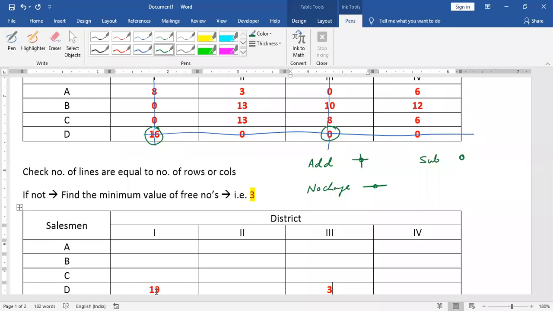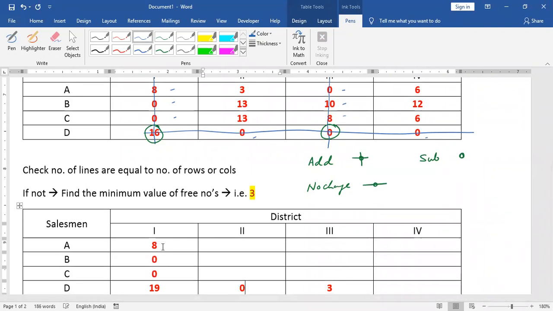There are a few numbers which are covered by a line, and those numbers remain as they are. That is 8, 0, 0. Similarly this is also 0, and in this case 0, 10 and 8, right? Because these numbers are covered by a line, the rest of the numbers are known as free numbers. 3, 13, 13, 6, 12, 6 are free numbers.